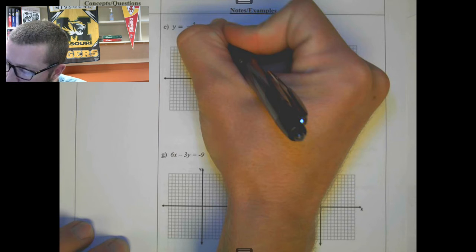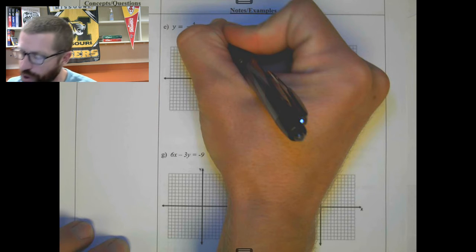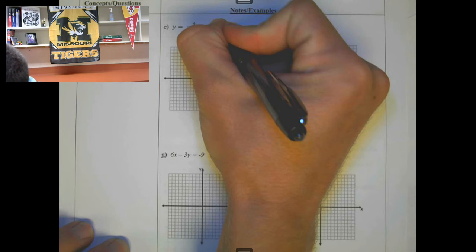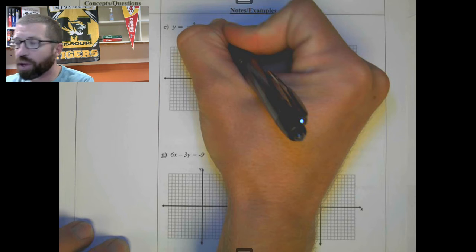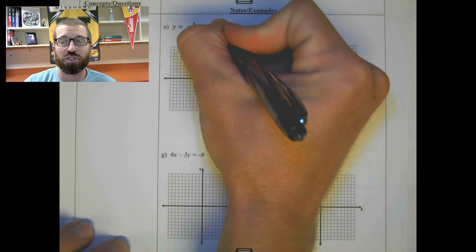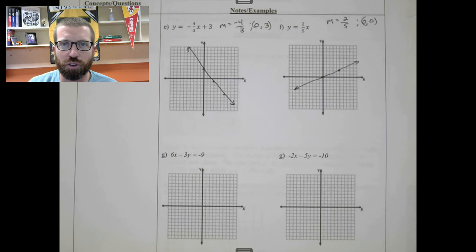Here the slope is 2 over 5, and the y-intercept is 0, 0, because there is no b value. So we just put a point at 0, 0. That's my starting point. Remember to start there, and then count up 2 and over 5. 1, 2, 3, 4, 5. Then connect those two points with a straight edge. If you don't have graph paper, make sure you're putting tick marks on your paper. Don't just put points in space. You need tick marks so you know that you've counted exactly up 2 and right 5.